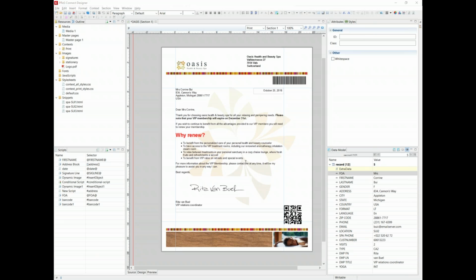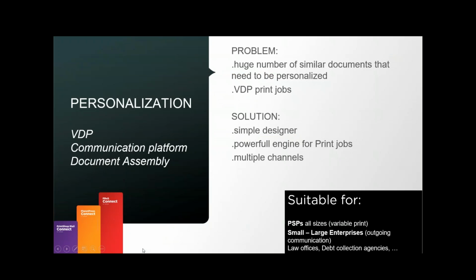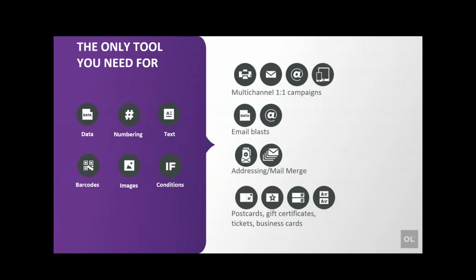This was just a short demo. What I wanted to show you is how easy it is actually to create these variable things, to use all these simple things by combining data, numbering, text, barcodes, images, tables, nested tables. You can use all sorts of conditions inside for personalization. And what is best, you can actually send it to any kind of channel, either print or email or web or tablet solutions, mobile solutions. You can do email blasts, whatever.